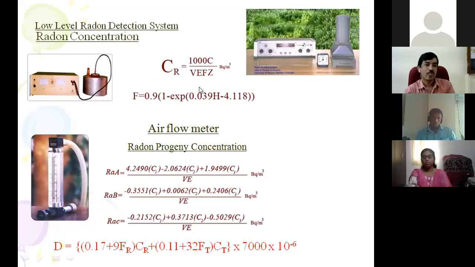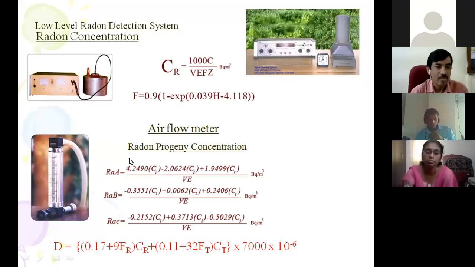From this formula, by knowing the radioactivity loss, and by measuring the counting delay, and taking all other parameters into consideration, finally we'll get the concentration of radon in the environment. C is the counts, and 1000 is the conversion factor from liter to meter cube. V is the volume, E is the efficiency of the counting system, F is the factor given by this formula. It depends upon the relative humidity. Z is the theoretical correction formula.